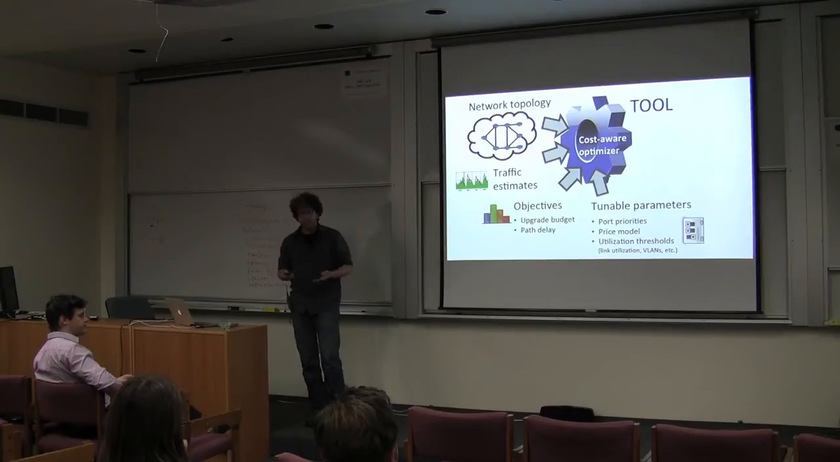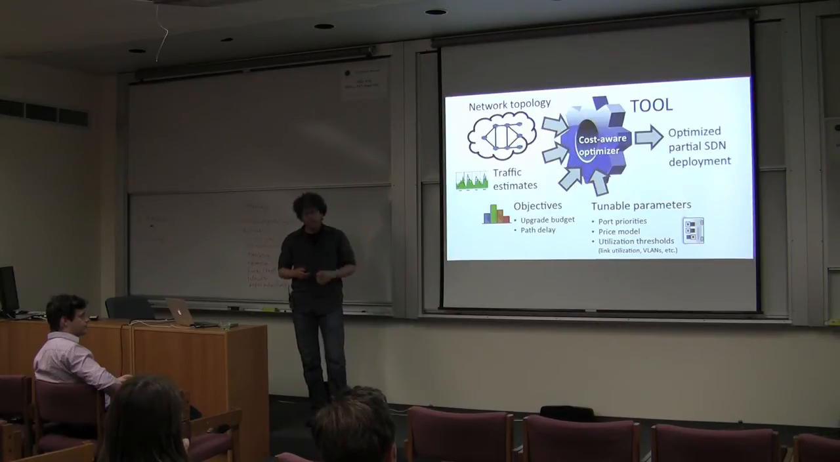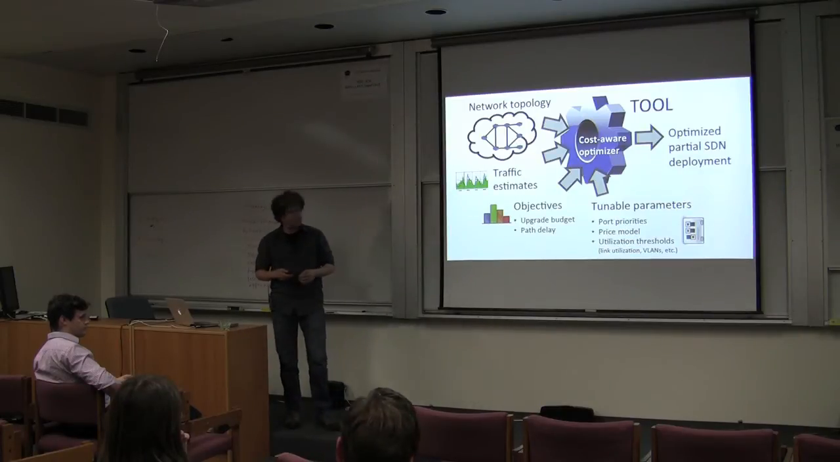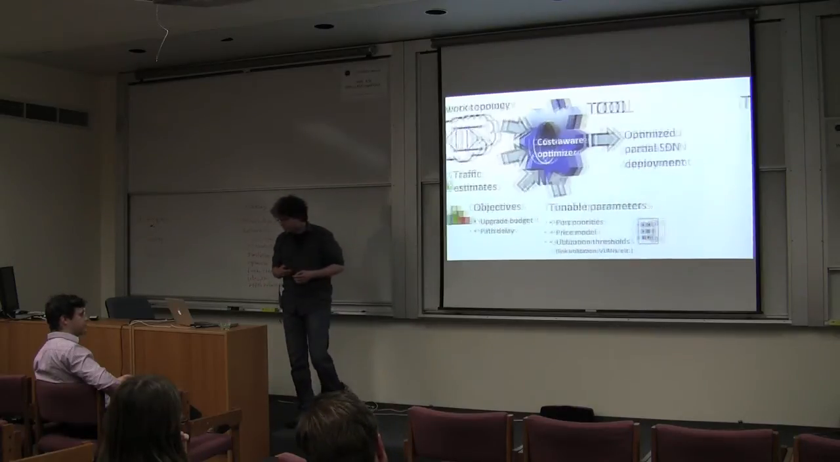So for example, priorities of the switch ports, the price model, and thresholds for utilization of the network. So what link capacities we're willing to tolerate, the number of VLANs we assume to be supported in the legacy network, and so on. And that's going to run on these inputs and spit out a plan for how to deploy which devices into the network. In other words, an optimized partial SDN deployment.